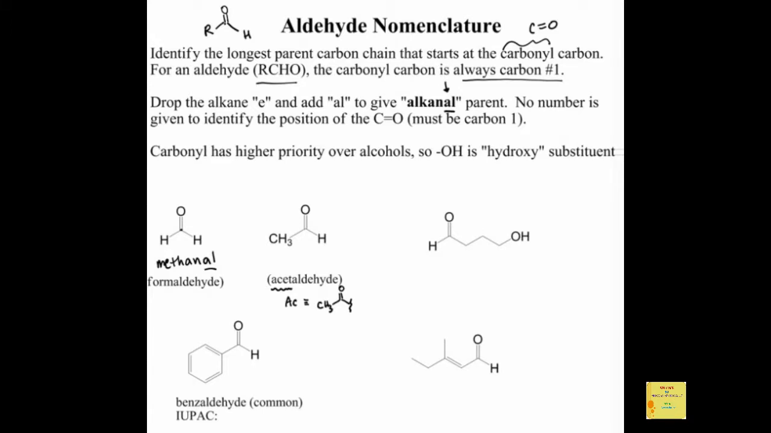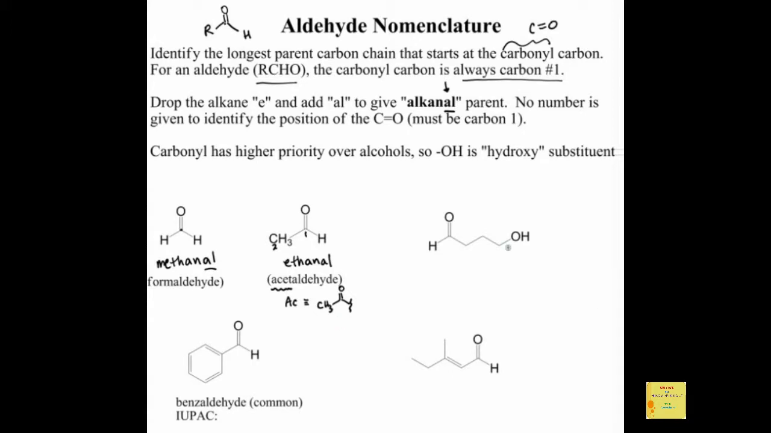What would its IUPAC name be? Okay, longest carbon chain, we have 2 carbons, 1, 2. And so instead of ethane, we have ethanal. Notice there's no number. We don't say 1-ethanal. That's impossible. It's just called ethanal because the carbonyl has to be at carbon number 1.